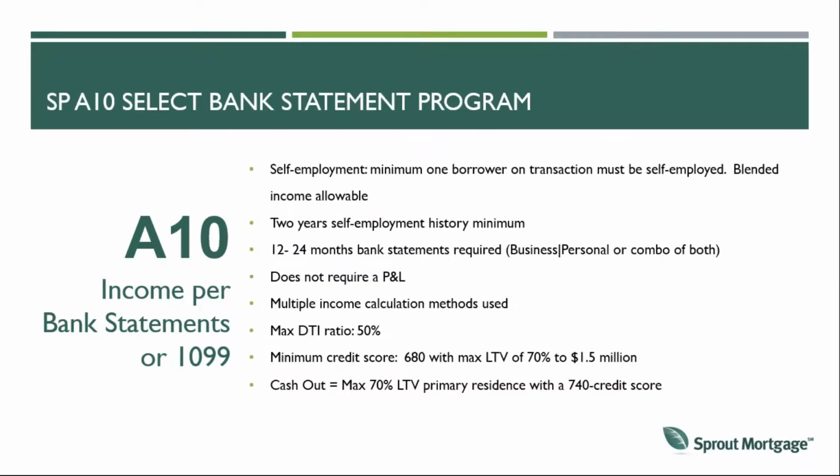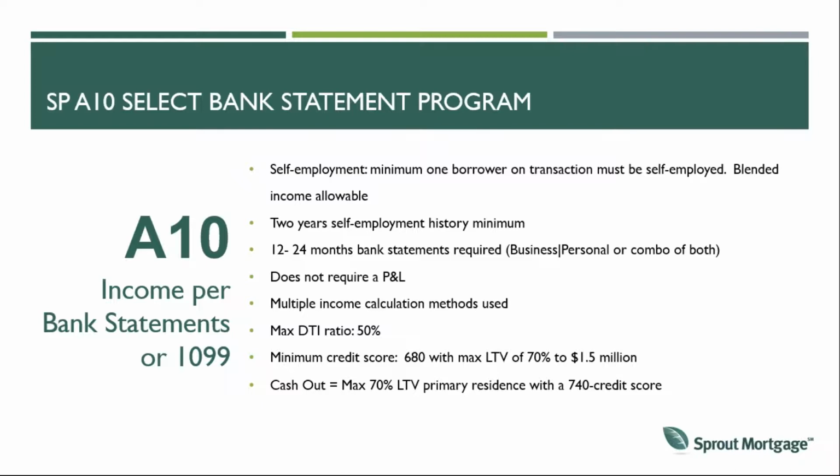With regard to self-employment, at least one borrower on the transaction must be self-employed for a minimum of 2 years. 12 to 24 months business bank statements are required. This program does not require a P&L. 50% of the revenue deposited will be used to qualify. The max DTI ratio is 50%.